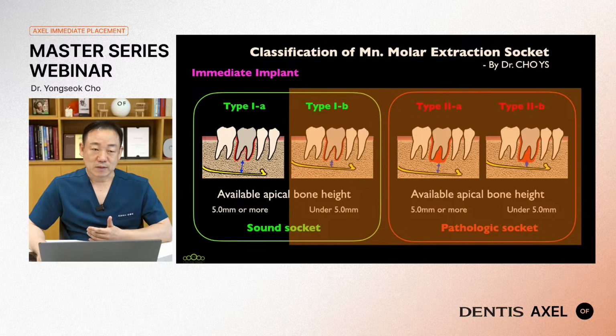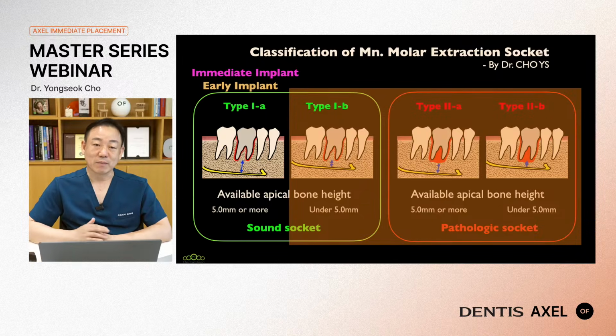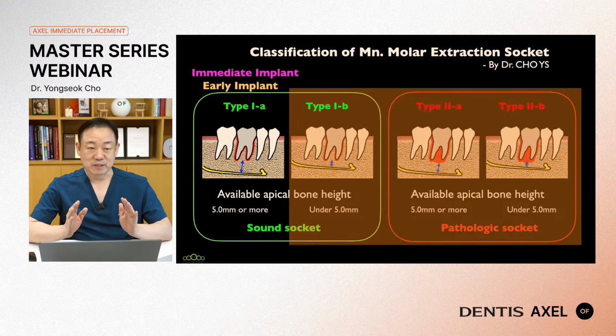In my current concept, I perform early implant placement only in very limited situations. Except for type 1 extraction socket, it is better to do delayed or late implant surgery. That means early implant indication is the same as immediate implant. So it is a very limited situation.